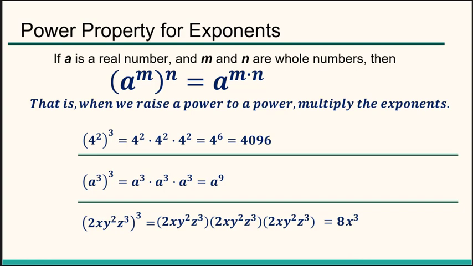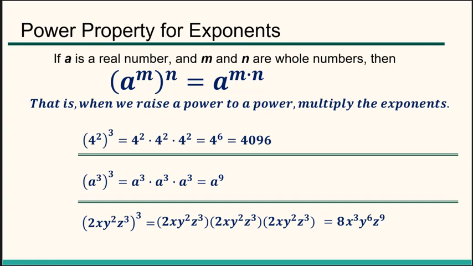For the y's, you can multiply exponents and say that's y to the 6, or you can just count them over there, 2, 4, 6. Y to the 6. z cubed raised to the third, that's 3 times 3, which is z to the ninth. I like that trick. It makes things easier.